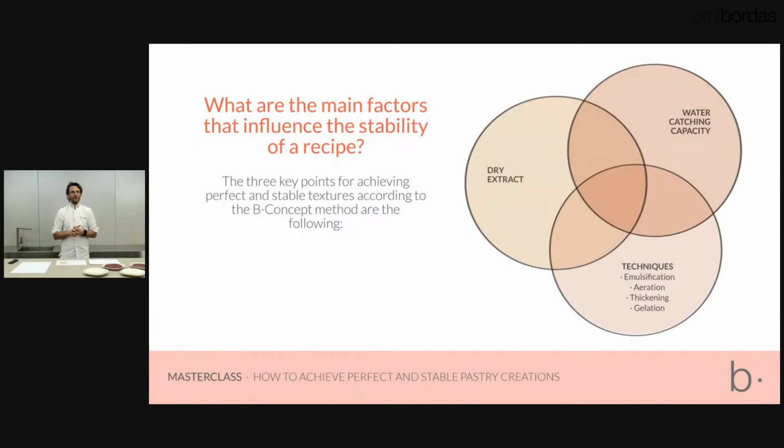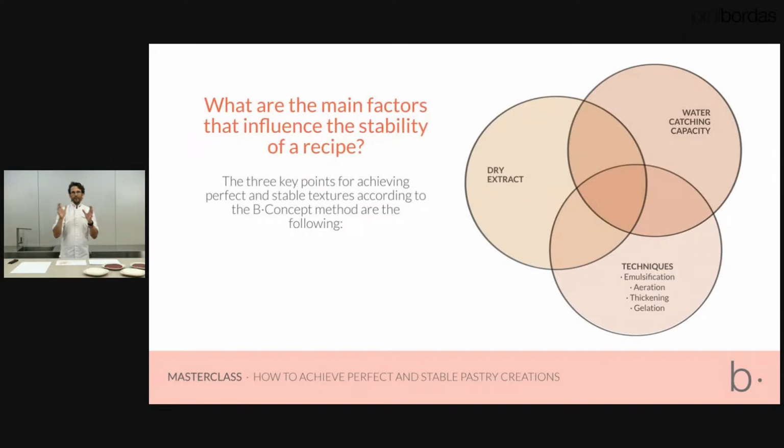What are the main factors that influence the stability of the recipe? This is what I was explaining to you at the beginning of the presentation. What we need to control is how much percentage of dry extract we have in the recipe. In general, for example, in mousses, with less than 30% of dry extract, we will have problems with the stability. With creamy textures, it's around 35–40% dry extract. Less than that, we have problems with the stability. Mousses is also around 30%.